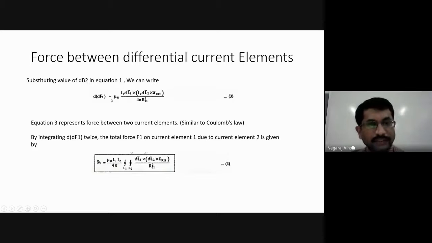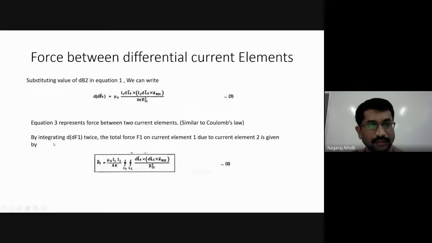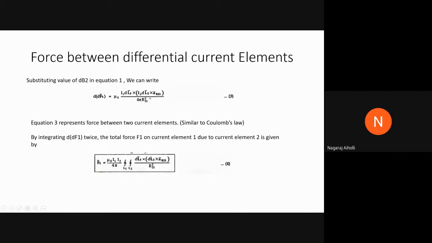Now, equation 3 represents the force between two current elements. It is similar to Coulomb's law. It represents the force between the two current elements, that is I1 dL1 bar and I2 dL2 bar. If I integrate equation number 3 two times, one with respect to L1 and another with respect to L2, because here we are having dF1. If I want F1, I have to integrate it two times.